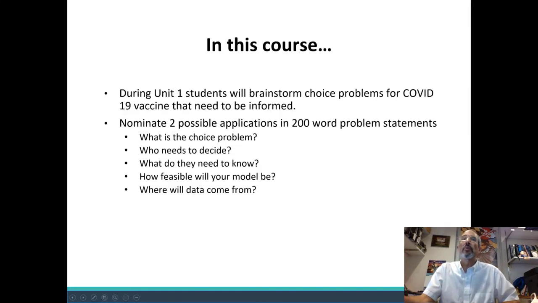So what we're going to do in this course, during Unit 1, we'll be asking you to brainstorm. And brainstorms are easy. There's no wrong answer in a brainstorm. We want you to get excited about what you think you'll need to know in order to make the right choices in COVID-19 vaccine.